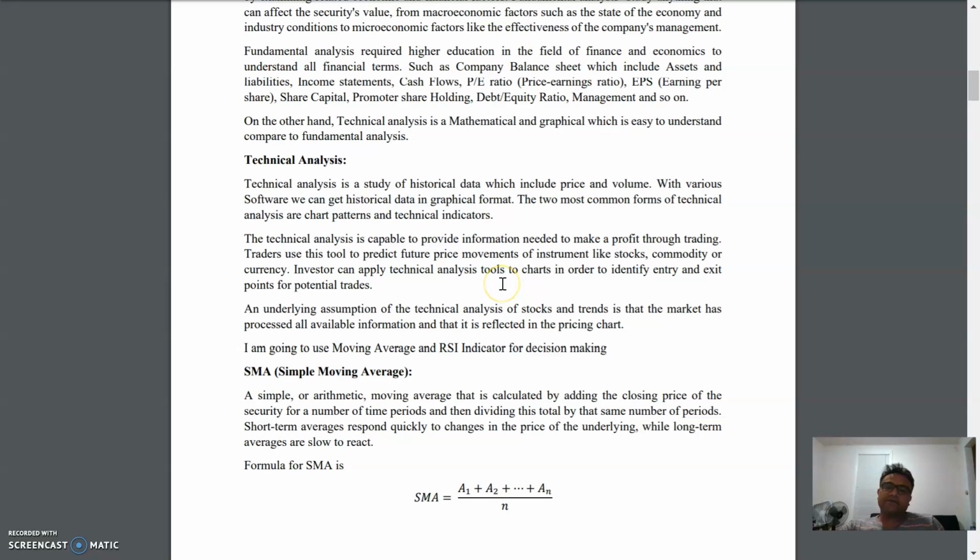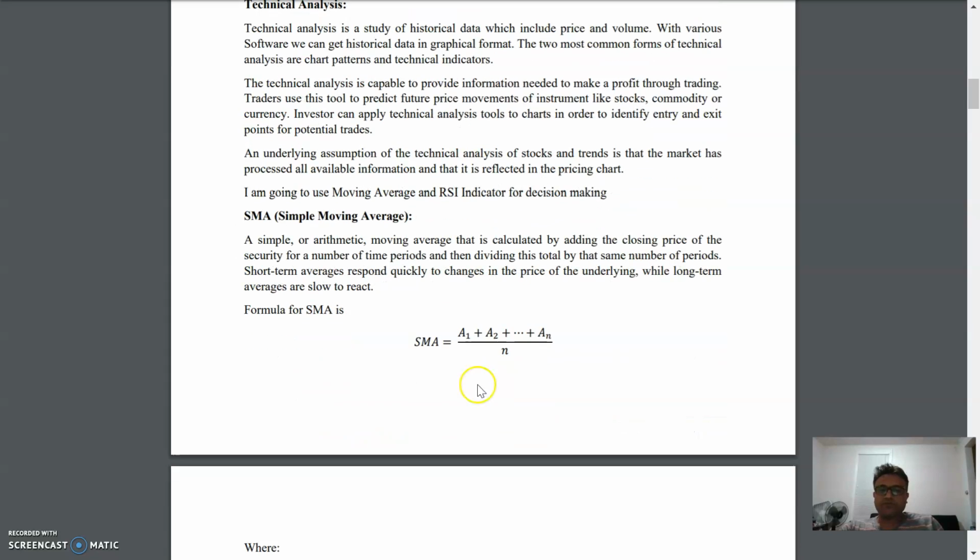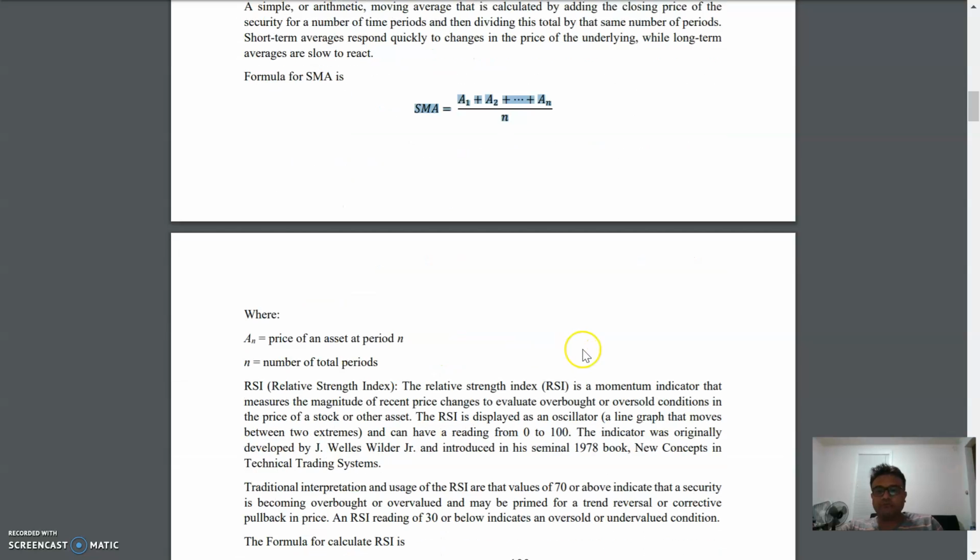Technical analysis has various indicators and oscillators and momentum indicators. So I have used the simple moving average, which is a trend indicator, to decide the trend in a market. Whether the stock price goes up or down, we can decide with this simple moving average, and we can calculate the moving average using this formula.